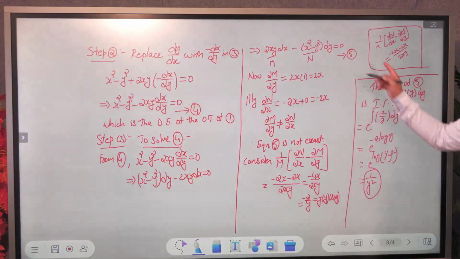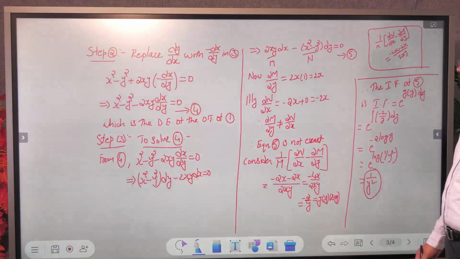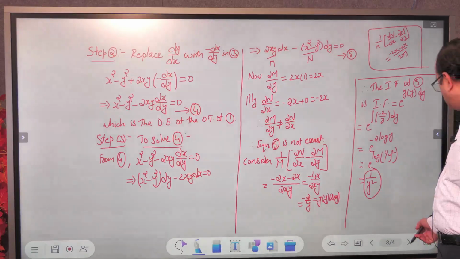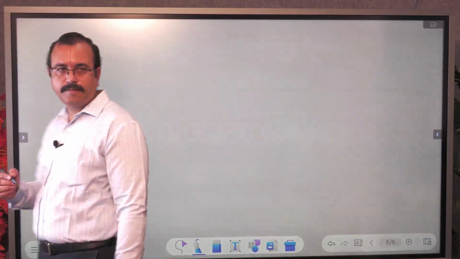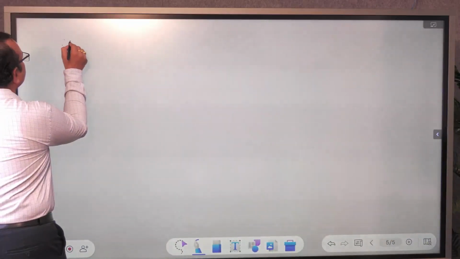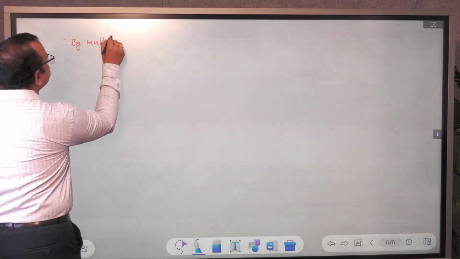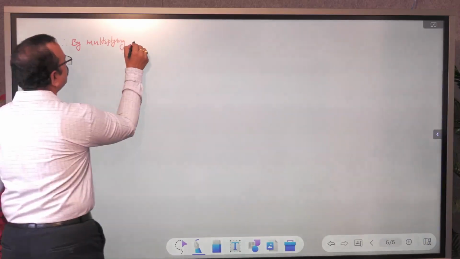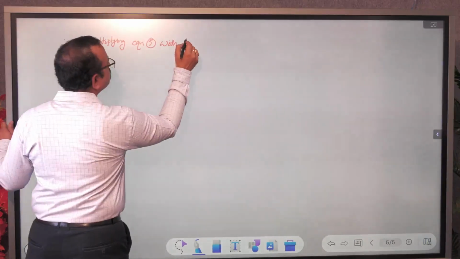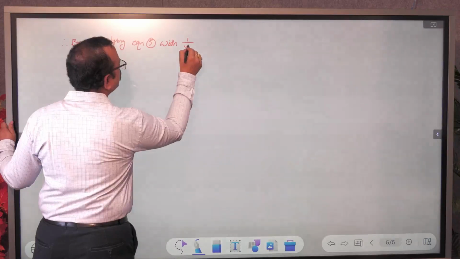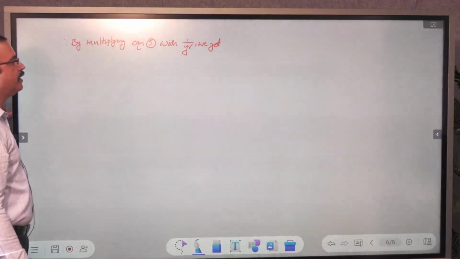Now we have to multiply equation 5 with this integrating factor 1 by y square, and then we have to solve the differential equation. Okay. Now we will go for that. So by multiplying equation 5 with 1 by y square, we get, because 1 by y square is the integrating factor.